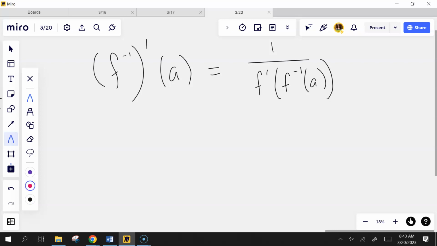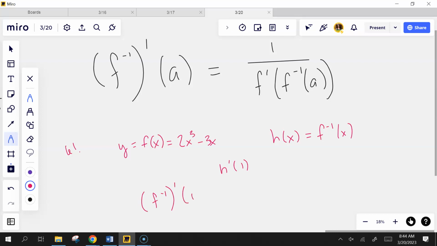So with number 61, they're telling you that y equals f of x, which equals 2x cubed minus 3x. It says that h of x is the inverse function of f. So essentially that's what they're saying, right? H of x is the inverse. And it asks you for h prime of 1, so the derivative at 1. So really what they're asking you for is the derivative of the inverse of f at 1. So I'm going to use this little shortcut.